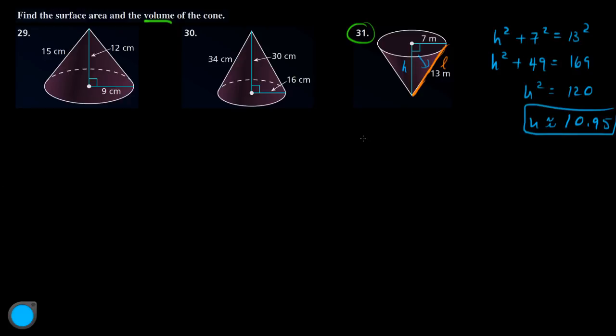So now if I want to find the volume of this, that's going to be 1/3 multiplied by the area of the base, and the base in this case is a circle. So that's going to be pi r squared, and r is 7, so pi times 7 squared, and then multiply that by my height, which is 10.95.